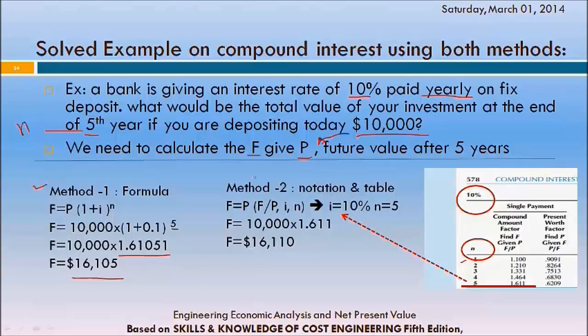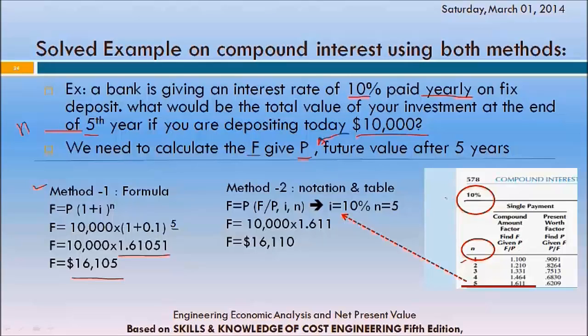The other way is the notation and the tables. As we said before, go to the tables and first pick the page which has the required interest rate. In this example it's 10, so I got the page showing 10%. Then scroll down to the number of years, here we have 5. Then pick up the correct notation. What do you have? You have P. What are you going to find? F. So finding F given P, the future value given the present value.